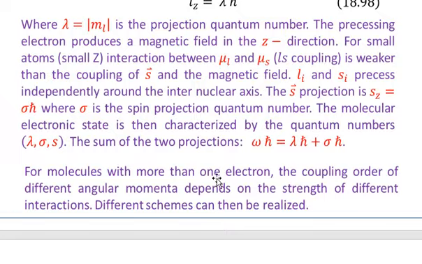For molecules with more than one electron, the coupling order of different angular momenta depends on the strength of different interactions. When we have a molecule with more than one electron, the interactions could be different depending upon the strength of these angular momenta. So different schemes can be realized in order to determine the state of the molecule.